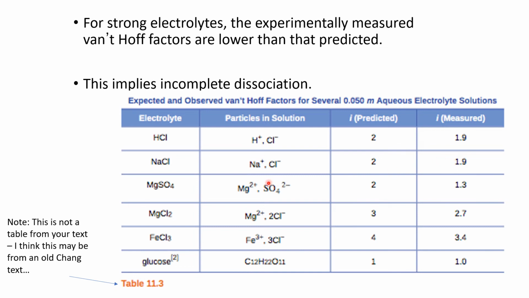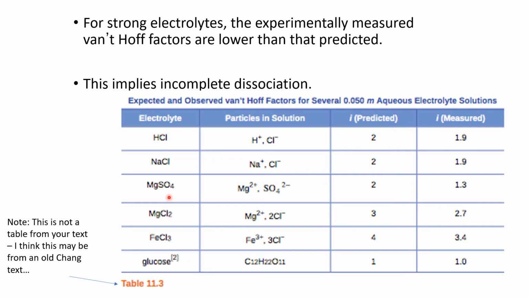But let's look here. Magnesium sulfate: the sulfate is one of our polyatomics, so we would expect a mole of magnesium sulfate to generate a mole of magnesium and a mole of sulfate. We would expect a Van Hoff value of 2. But when we measure it, it isn't 2. It's only 1.3. Magnesium chloride acts a little better. We expect 3, we get 2.7. Iron chloride is another one where we expect 4, and we get a moderate value of like 3.4.